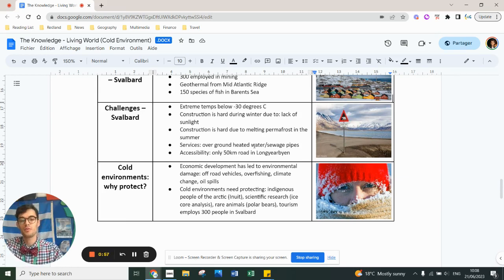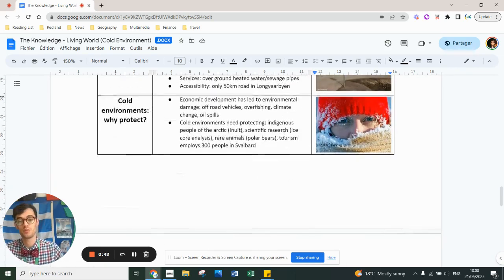Cold environments need protecting because you've got people there. They're called the Inuit in the Lapland area. You've got a whole way of life that needs to be protected. Scientific research, accessing sediment cores, allows us to understand the climate better. You've got some rare animals, and you've got some jobs to save as well.